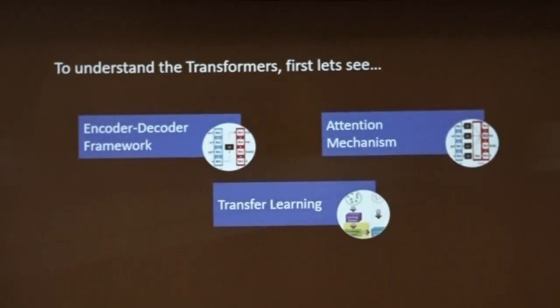So to understand the concept of transformers, first we need to get a clear picture about three things. One is the encoder-decoder framework, second is the attention mechanism, and the third is transfer learning. These three are the core components of transformers. Let's have a look at each one by one.